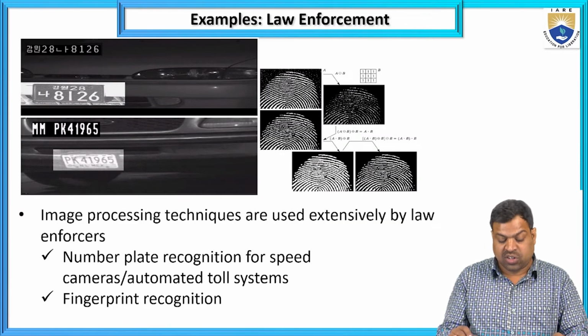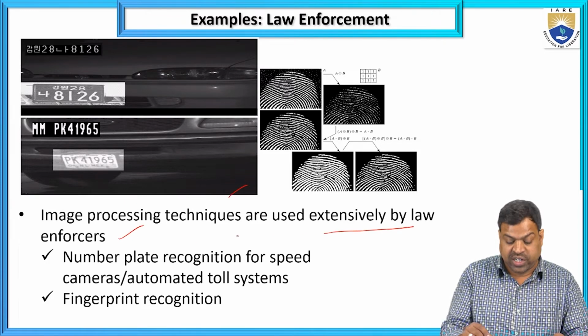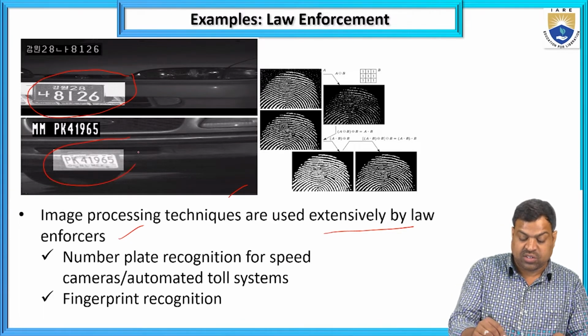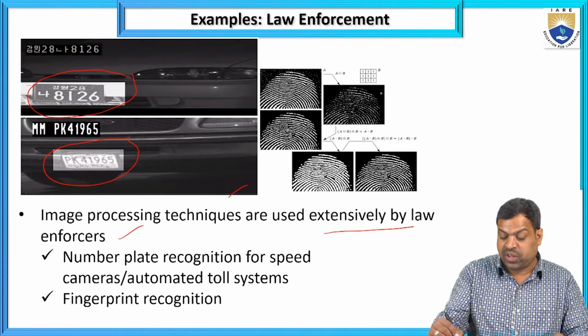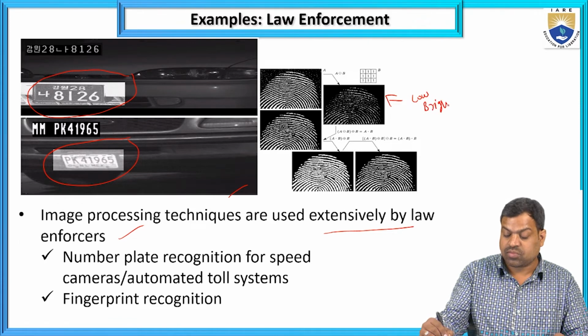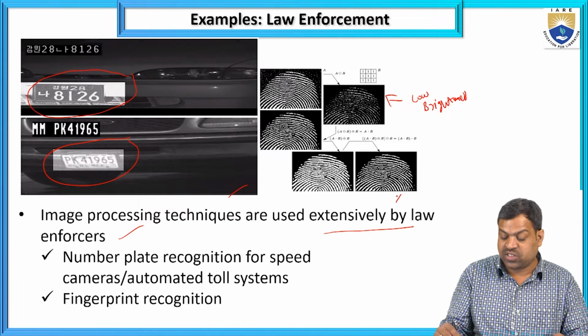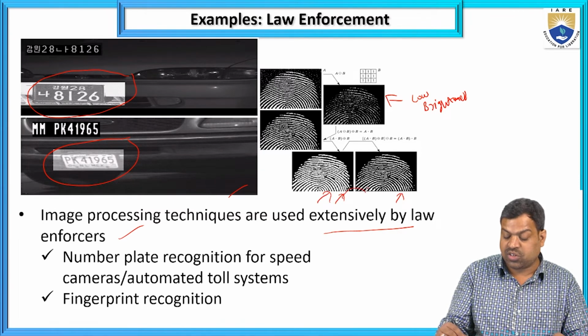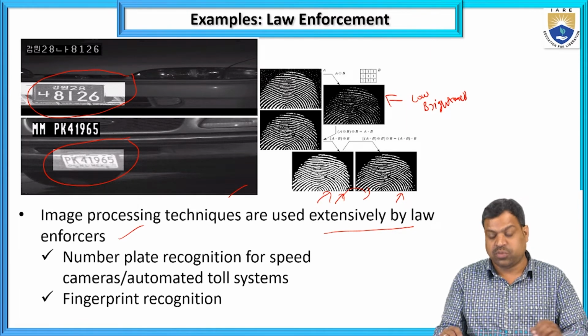Next, law enforcement. Image processing techniques are used extensively by law enforcement. Suppose in the above picture, it is number plate recognition for speed cameras or automated gates. So we are recognizing the number plate and fingerprints. Suppose a fingerprint has low brightness. Low brightness is converted to normal, or high brightness is converted to normal. Yes, these are possible. So digital image processing is used in law enforcement also.